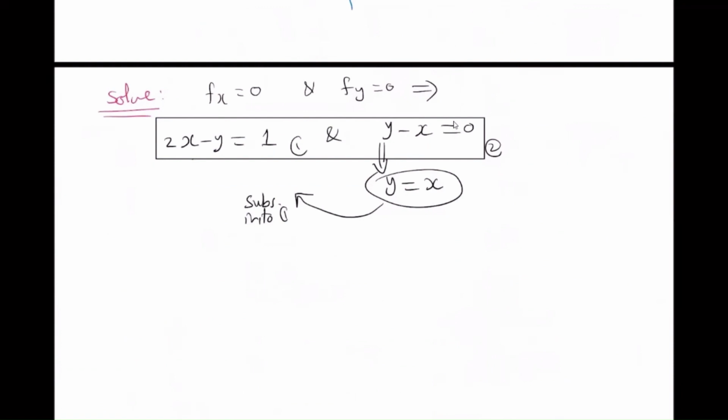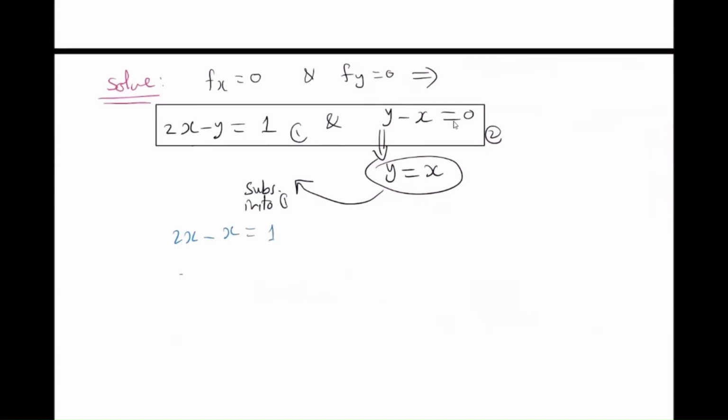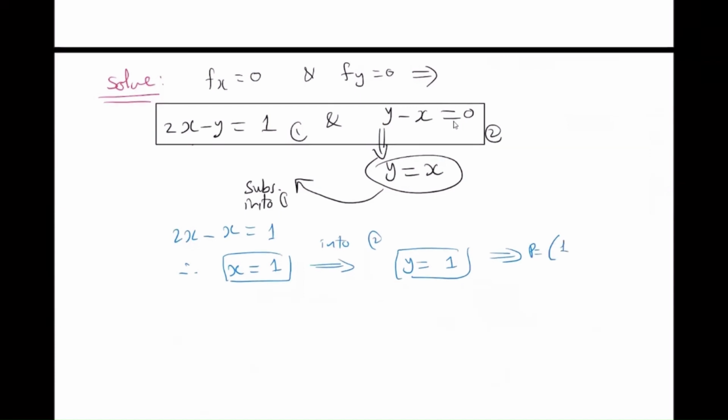It always works. Okay, so substitute y equals x into 1 to get 2x minus y, which is x, equals 1. Therefore, 2x minus x is x, so x equals 1. We have one solution. Substitute again into 2. So y equals x equals 1. So the point is x equals 1, y equals 1; you have to write x first. So we have one critical point.